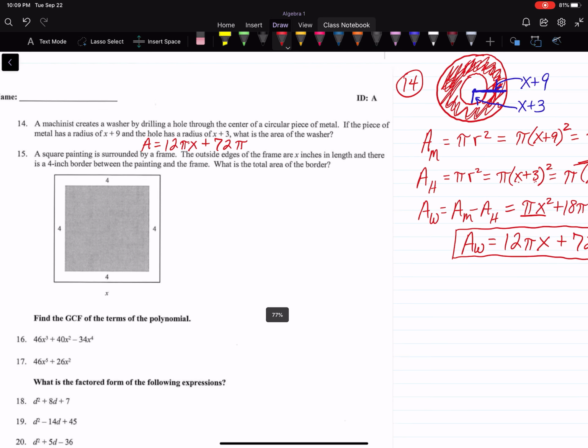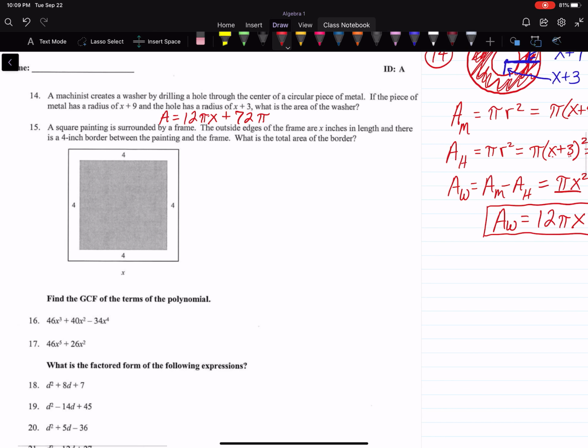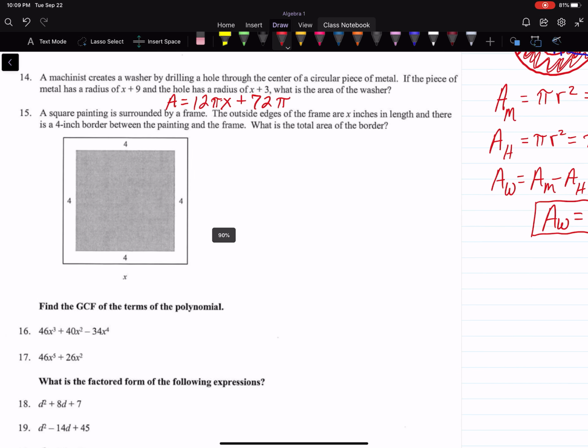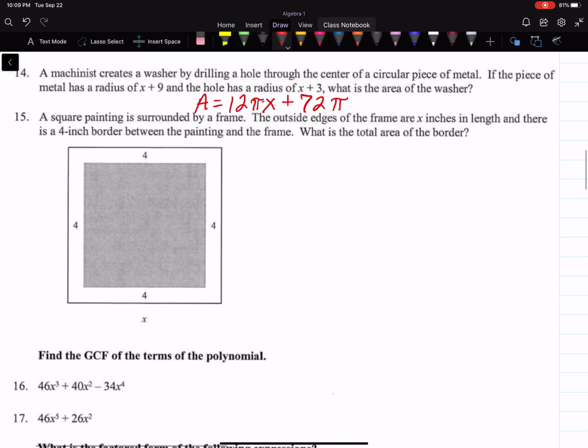Okay, 15. I got room to work 15 right here. It is almost exactly a carbon copy of the problem we just did. The only difference is it's a square this time. So these sides are x. It says a square painting is surrounded by a frame. The outside edges of the frame are x inches. And there is a 4-inch border between the painting and the frame.